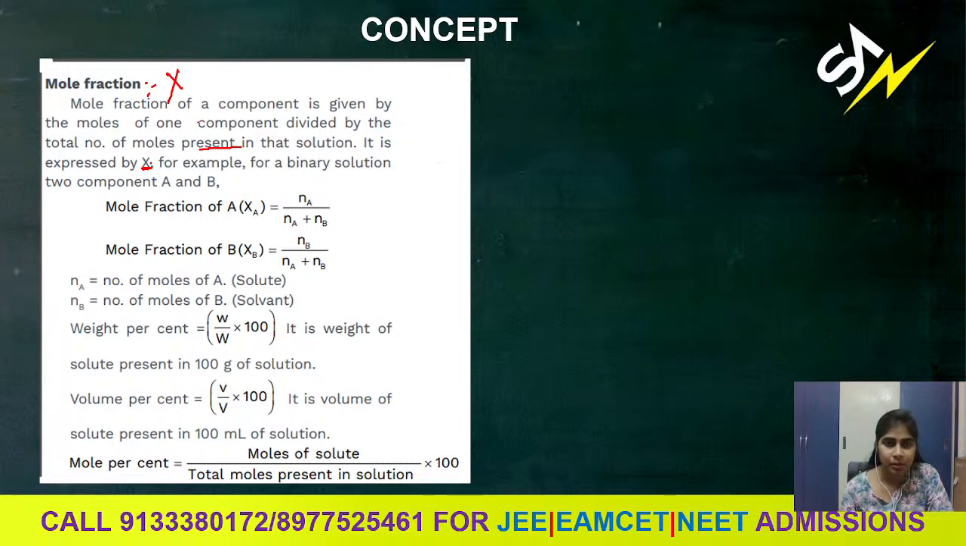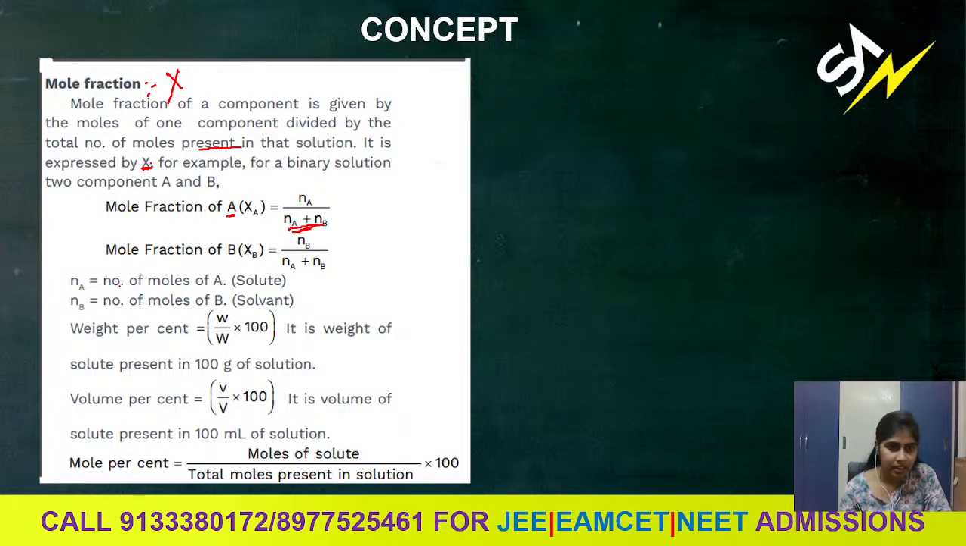Here, what is this mole fraction? It is the ratio of the number of moles of the one component, that is either solute or solvent, to the total number of moles present in that solution. If we take X_A, where A may be a solute or a solvent, the mole fraction is given by the number of moles of A to the total number of moles present in the solution, that is N_A plus N_B. If we take it for B, it is N_B by N_A plus N_B.